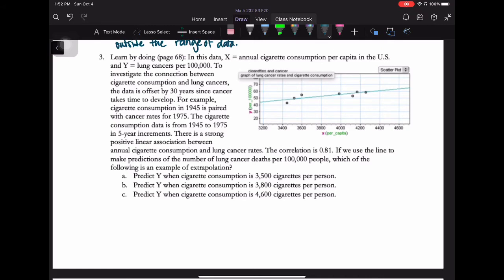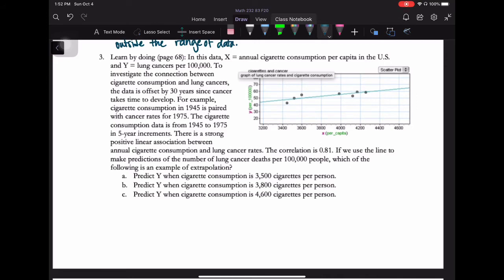The Learn by Doing, again from page 68, has this data set with X being the annual cigarette consumption per capita in the US and Y being the number of lung cancers per 100,000. They want to investigate the connection between cigarette consumption and lung cancers, and it's offset by 30 years since cancer takes time to develop. For example, cigarette consumption in 1945 is paired with cancer rates from 1975. The cigarette consumption data from 1945 to 1975 is in 5-year increments.